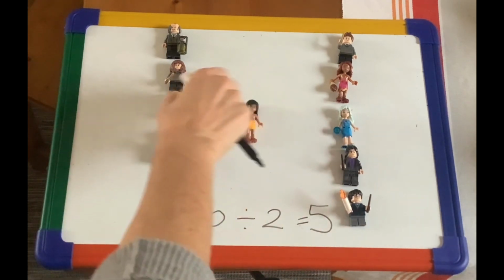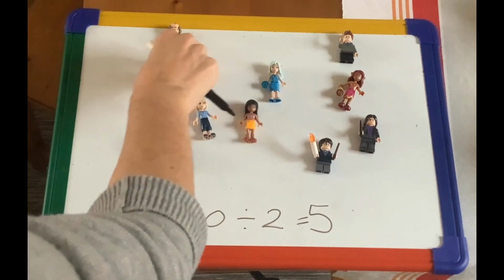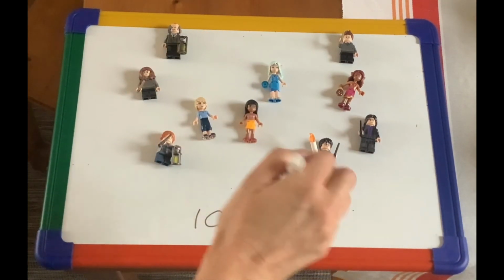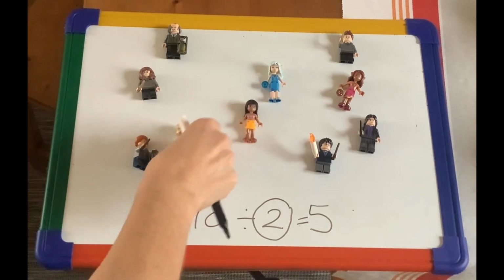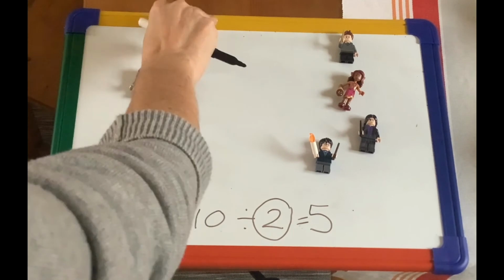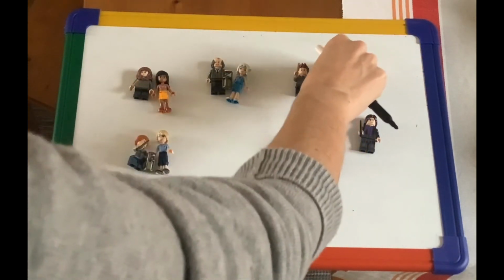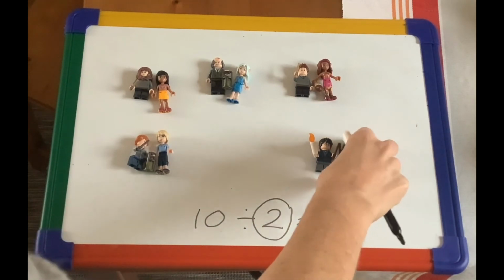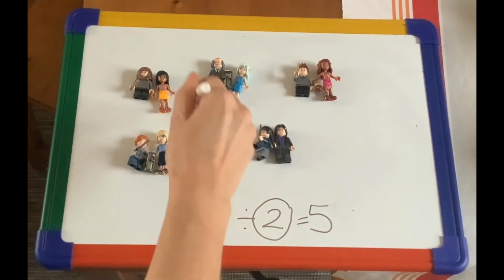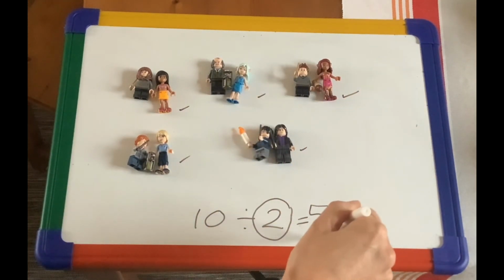But remember, we're going to be using grouping. Let's spread them all out again. So if we're going to see how many 2s, we need to put them in 2s, like they're going to choose a partner. Those 2, those 2, those 2, and those 2. So that shows you how many 2s are in 10. 1, 2, 3, 4, 5. So it's still the same answer.